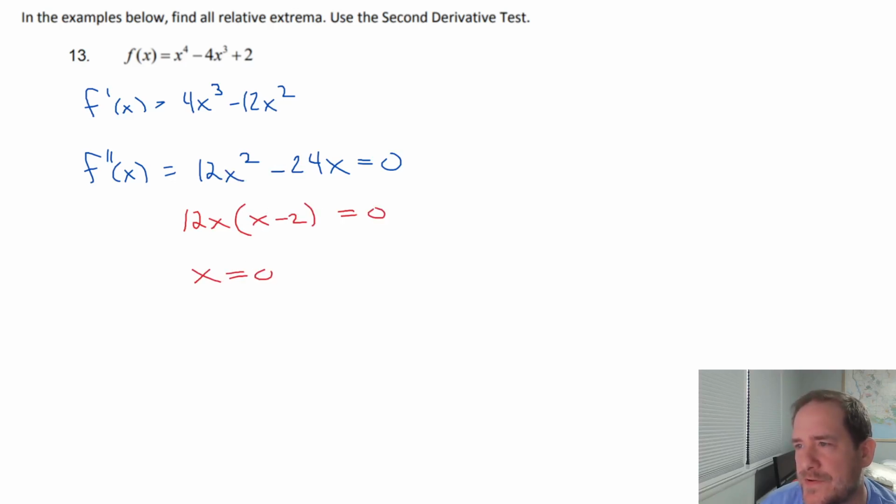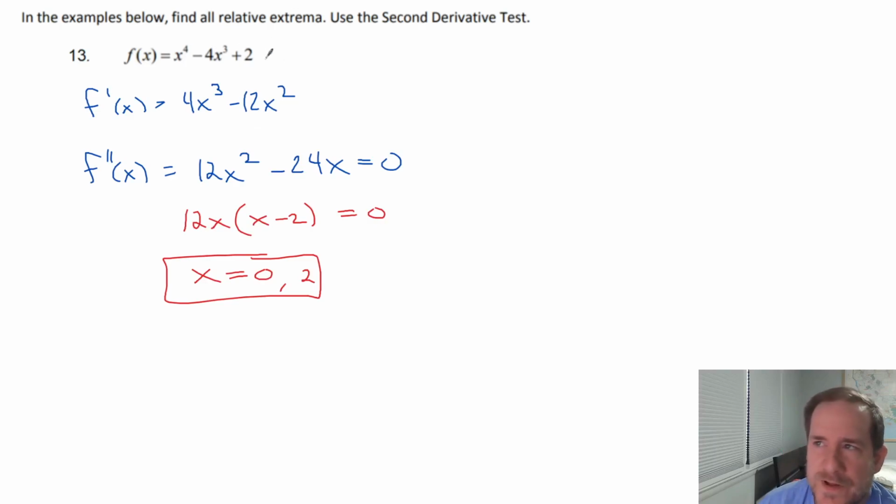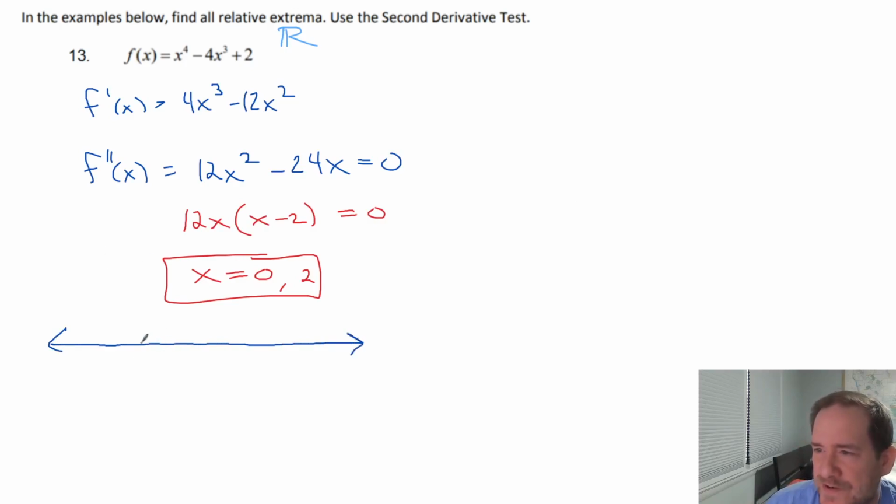So pretty obviously 0 and 2 are my two critical values. If I test them in the original, well, the original is a polynomial. Its domain is all real numbers, so neither of those is going to be extraneous. They're both critical values. They're both zeros. But that doesn't necessarily mean they're points of inflection yet. We still have to test them on the number line to make sure that our concavity actually changes. So we'll test 0 and we'll test 2.